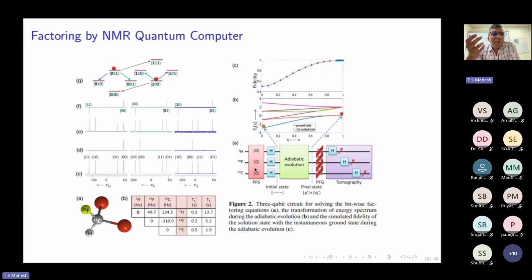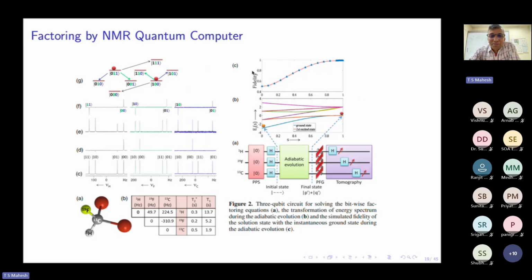But there are two problems here. One is, given a composite number, how to find the corresponding Hamiltonian. That's a different problem, and that can be found out classically. We have shown how to do that before. There are different papers on that. But what we are interested in today is the second part. Suppose the Hamiltonian is known, how to find the ground state, and from there how to find the factors. That is described here.